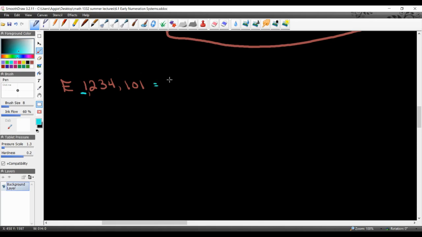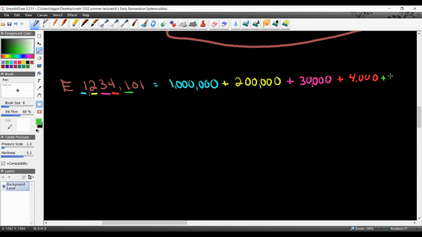So this is the same as 1 million, okay, plus 200,000, okay, plus 30,000, okay, plus 4,000. This is kind of a long one, plus 100. And we don't have anything in the tens place, so we don't have to do anything for that one.